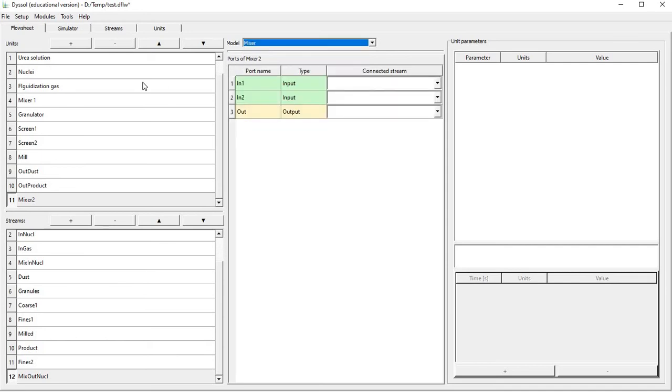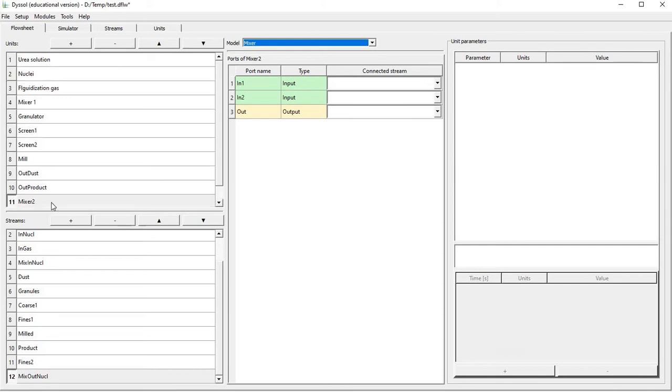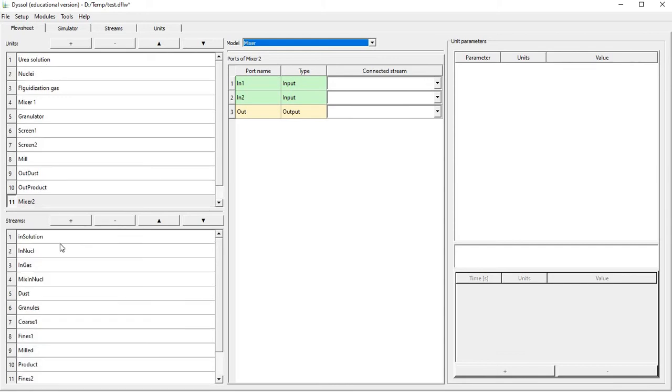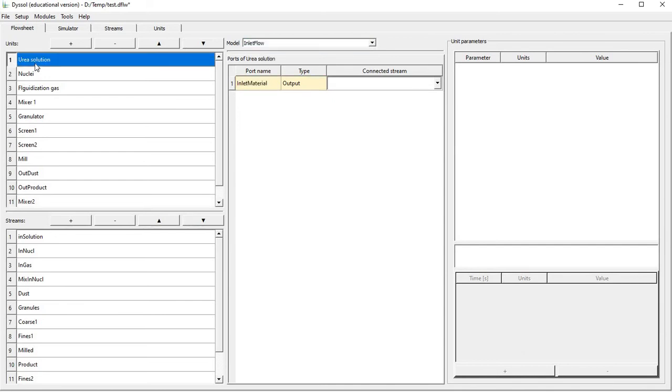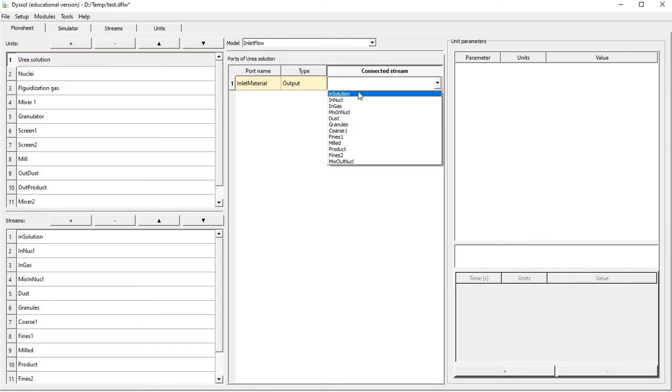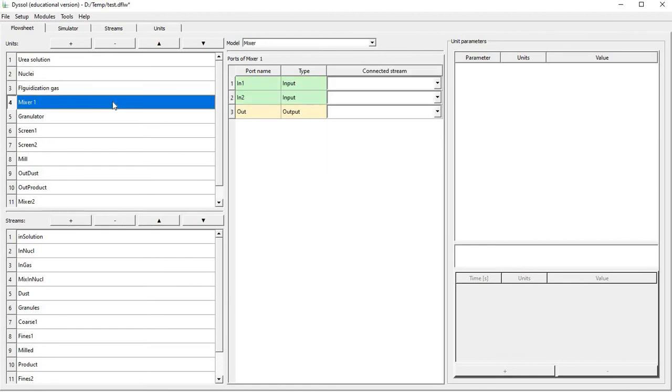In the next step, it is necessary to define connections between unit operations and material streams. So this means it's necessary to define, for example, for the first unit operation, what will be the outlet stream which comes from this unit operation. In this case, it will be in solution. For nuclei, it will be in nuclei. Fluidization gas, it will be in gas.